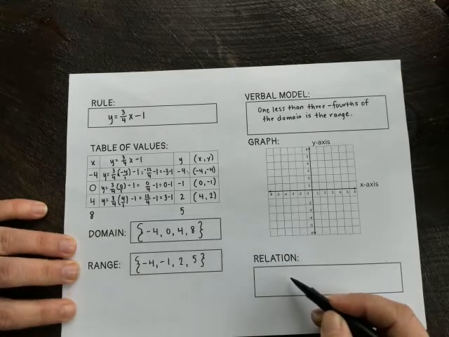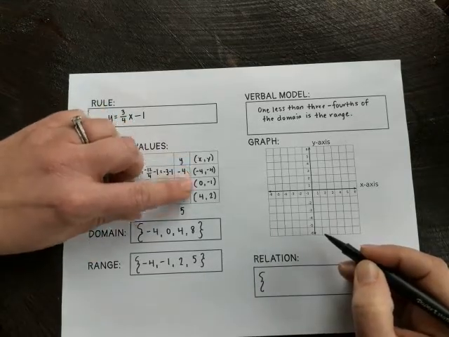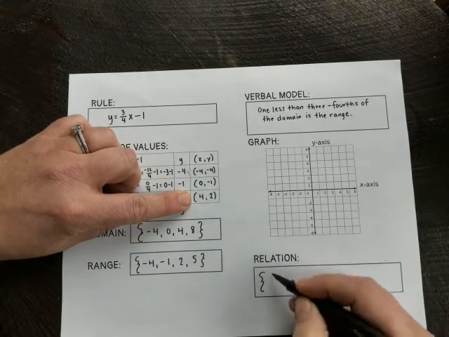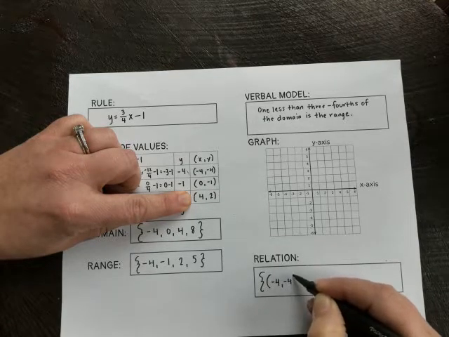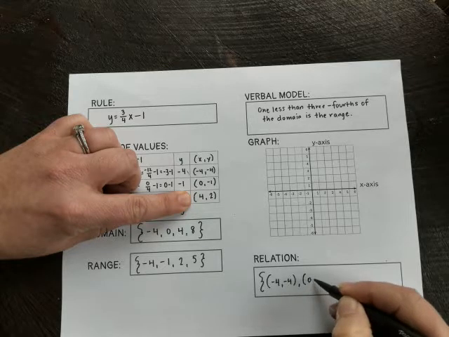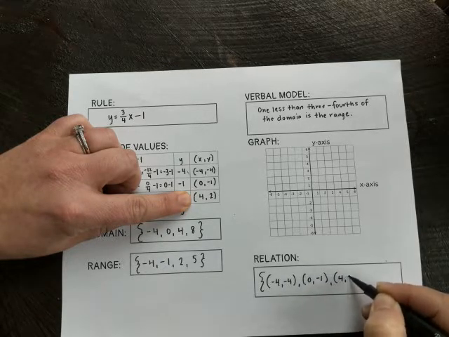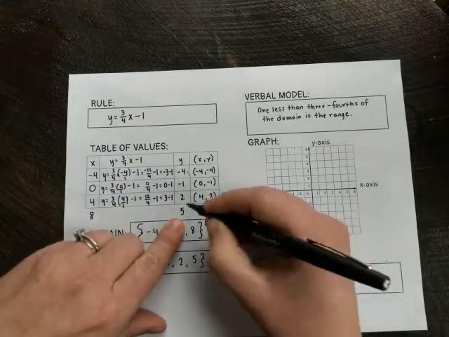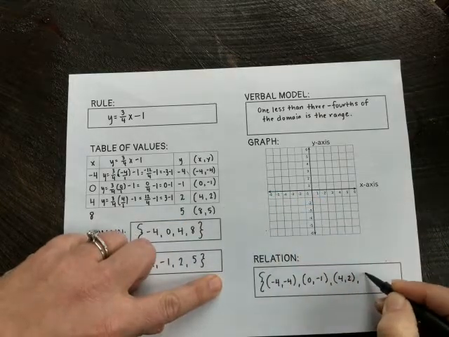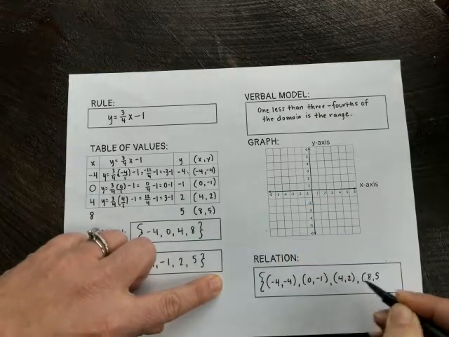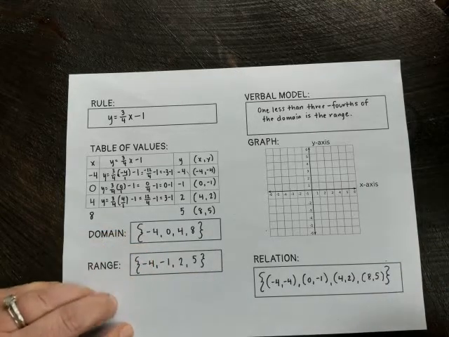My relation is my set of ordered pairs. So technically, it would be the last column in my table displayed horizontally. So I have ordered pair -4, -4, ordered pair 0, -1, ordered pair 4, 2, and my last pattern point, ordered pair 8, 5. Since relation needs to be in set notation, I need to close that up with my braces.